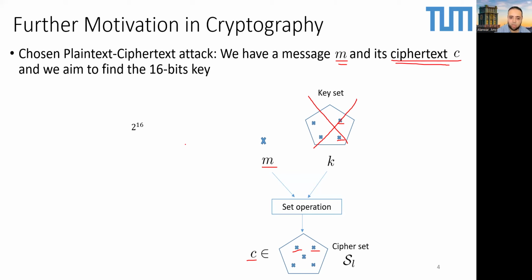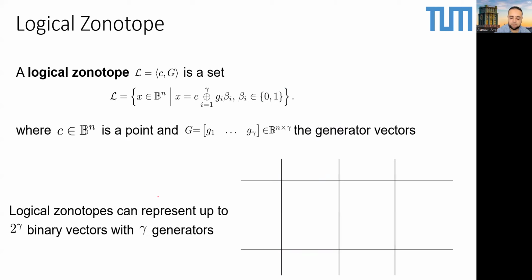For example, if you have 2 to the power 16 possible keys, we can divide them into 2 to the power 15 and 2 to the power 15, and then put this 2 to the power 15 on the left in the key set, and then check the containment of the cipher inside the cipher set. If it doesn't contain the given cipher, we can neglect the whole branch, and we can keep dividing the sets of possible keys into smaller sets until we reach the key.